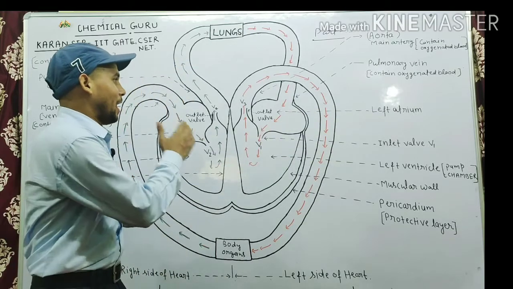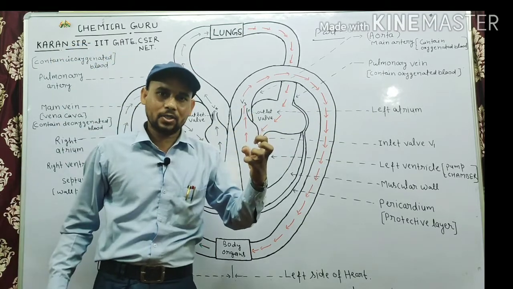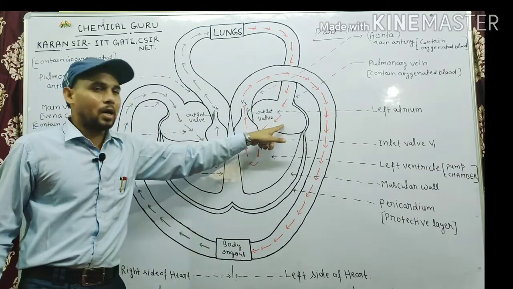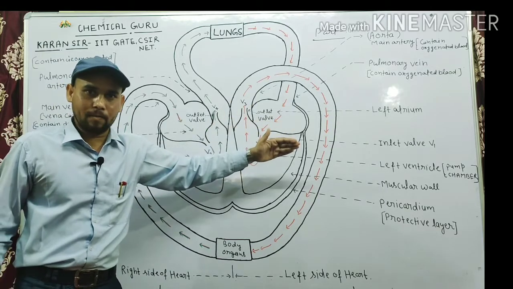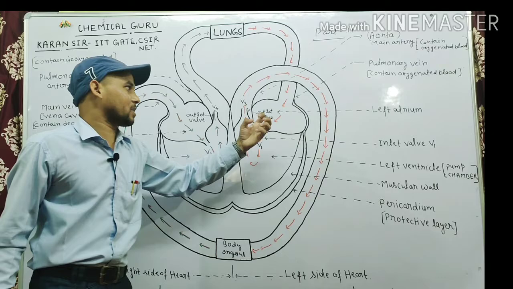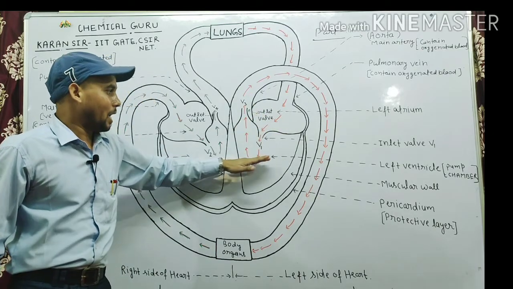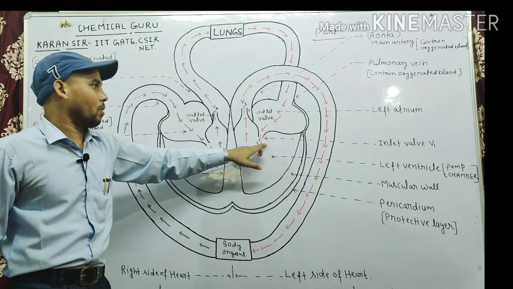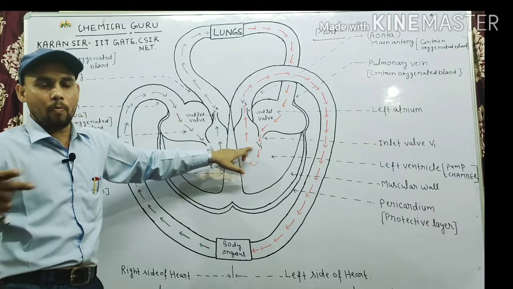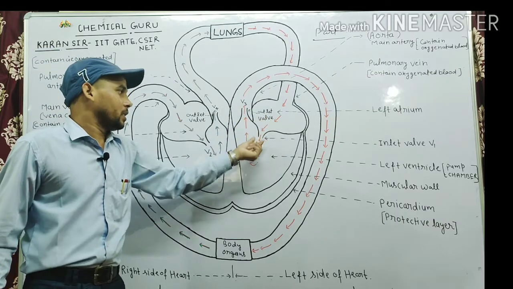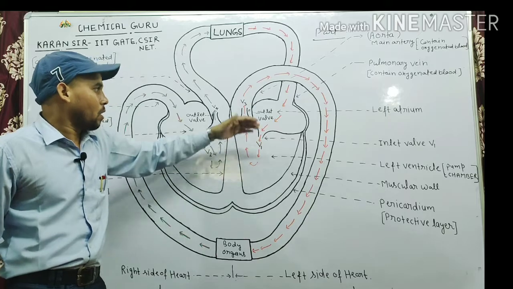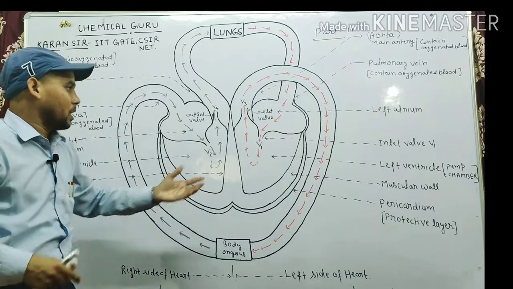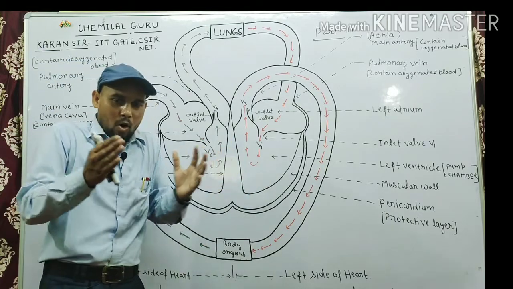when this left atrium contracts, understand, due to the contraction this blood is pushed into the left ventricle. As the left atrium contracts, this blood goes into the left ventricle through the valve V1. This is the valve. As this contracts, this valve becomes open, and when it is in the relaxed mode, this valve is closed.